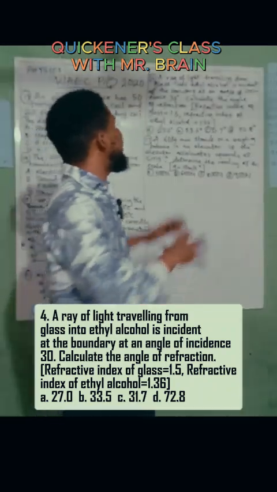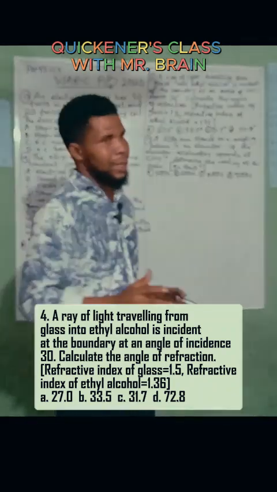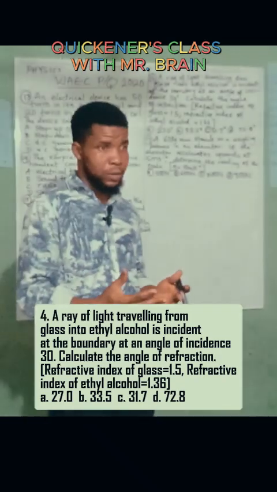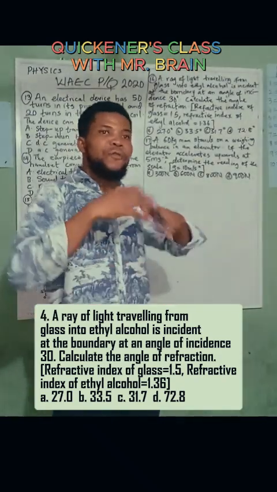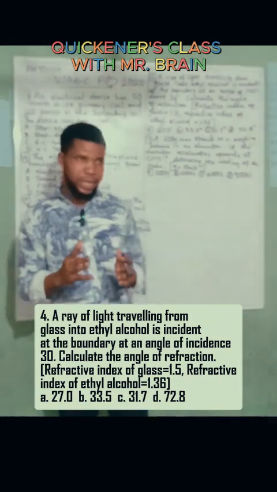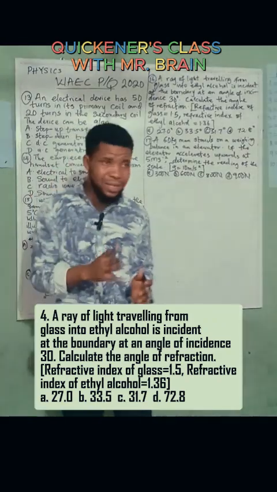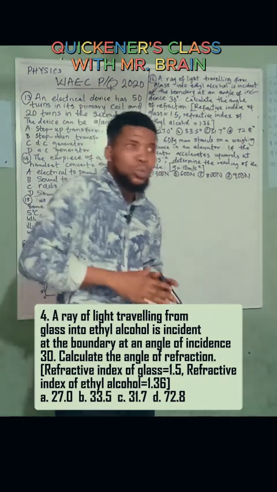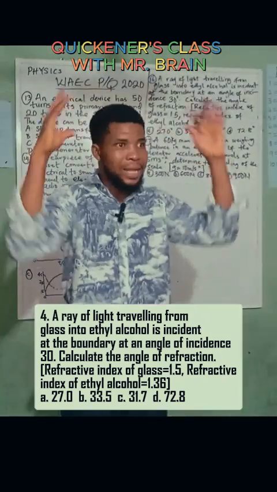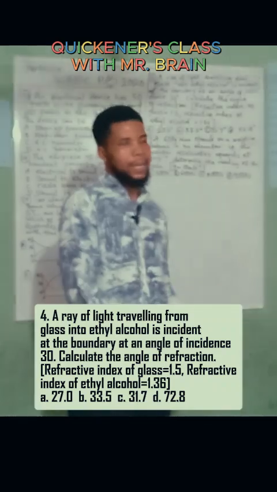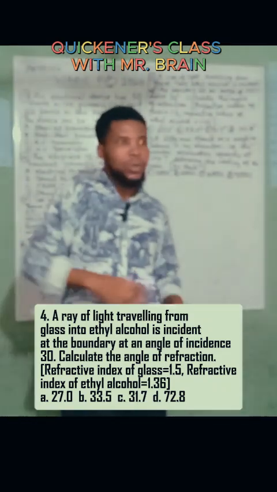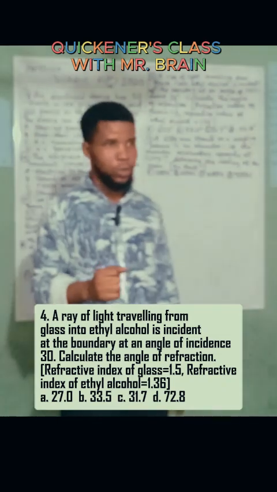In case you don't know, this is under waves. And this is a property of waves that is called refraction. Alright? Refraction simply means the ability or the process of light to change direction when it's traveling from, let's say, air to water, or from water to air, or from glass to air. So light changes direction. Okay?